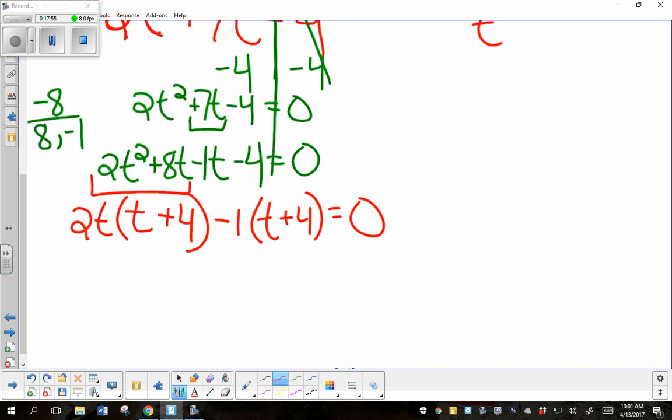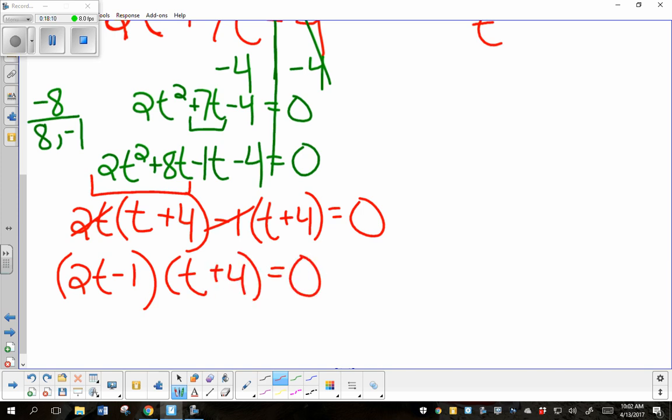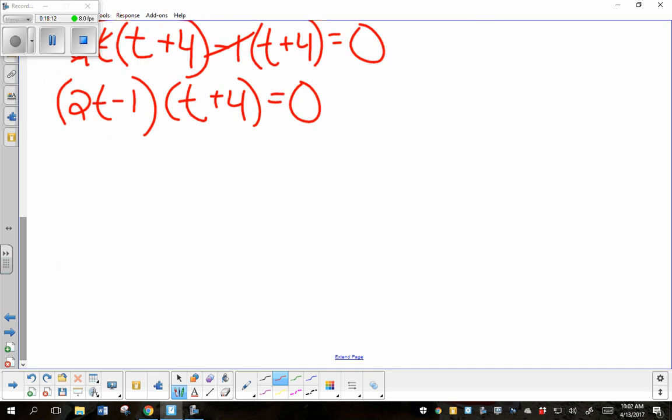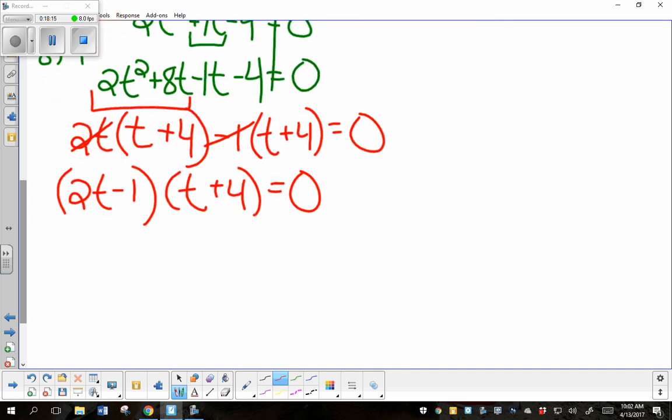Do you guys remember what to do next? Yeah, we put the 2t minus 1 in a group, and then we put the t plus 4 in a group. So remember, we want to get t equals. So now this is the principle of zero product. What do I do with each of these things? Yeah, we find what makes them equal 0. So what would make 2t minus 1 equal 0?